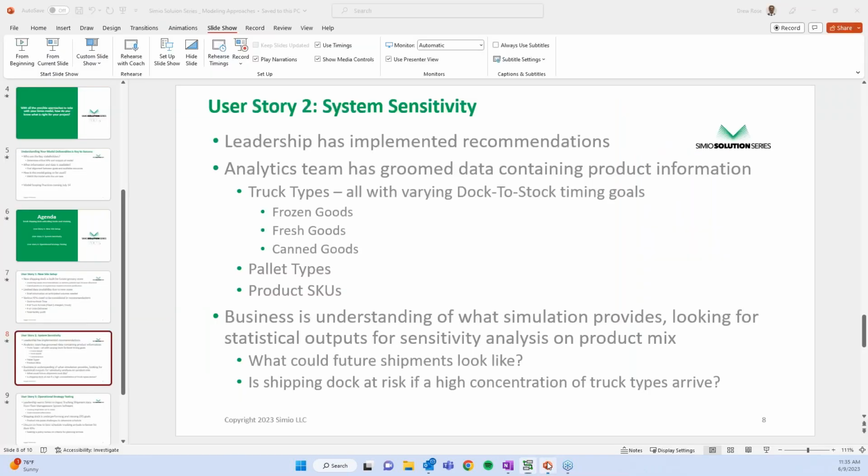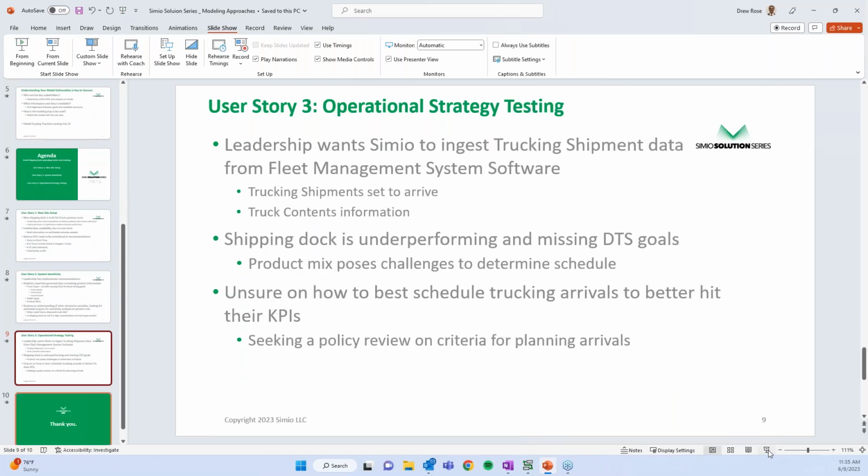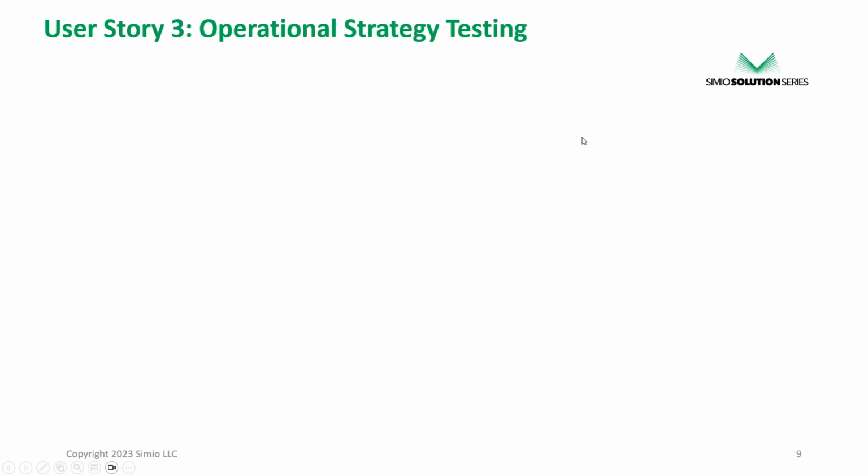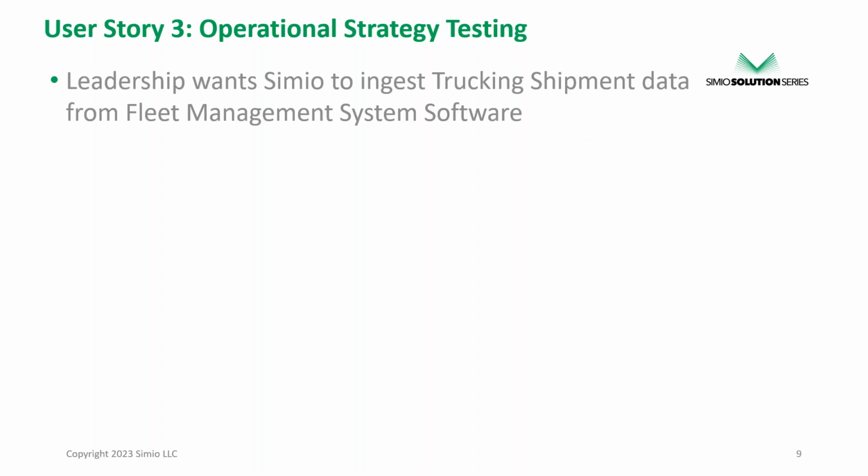So let's say we tackled that and we did some sensitivity analysis, and maybe there's some concerns from our leadership. And so based on those findings, we see that we have close to 40% putaway success with frozen trucks. That calls for leadership to want to ingest true shipment data from a fleet management software and really have Simio run through actual truck orders to see how it should best structure those orders.